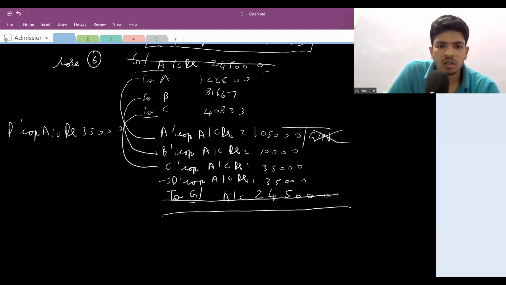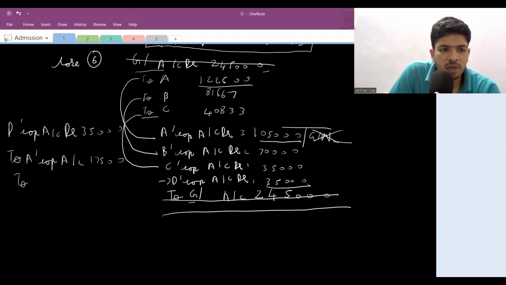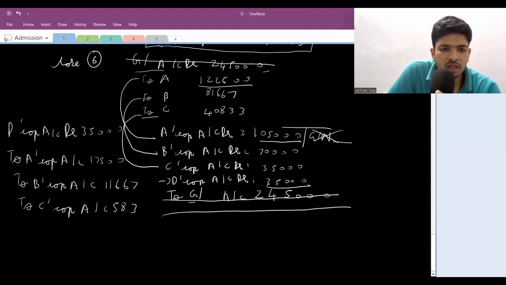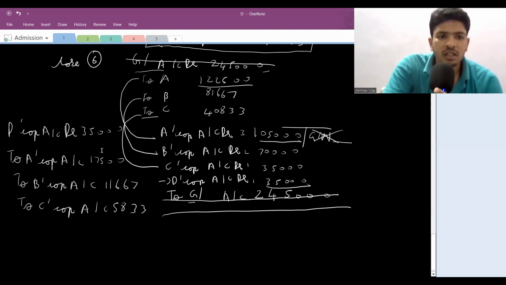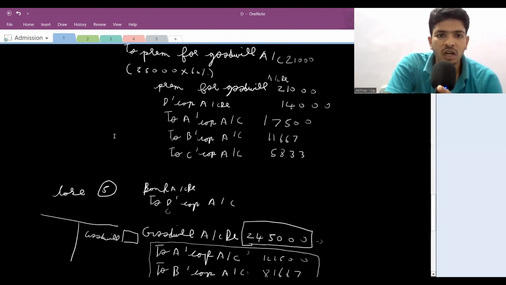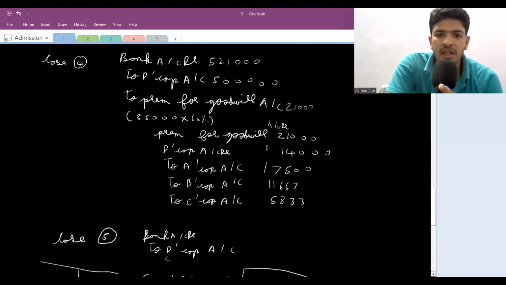35,000. That is this. Then A's capital account, where this 1,23,000 minus 1,05,000 because credit and debit, so it will be 17,500. Same thing for B, it will be 11,667. And as far as C is concerned, it's 5,833. So when we look at it from a logical standpoint, we see that this is the entry that we have passed before. See, it is the same entry that we have been passing.